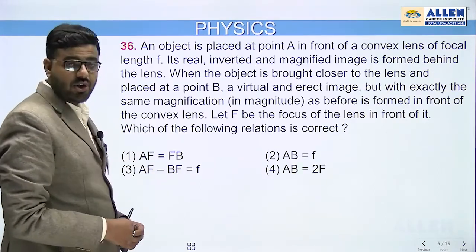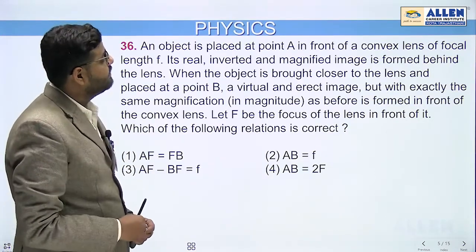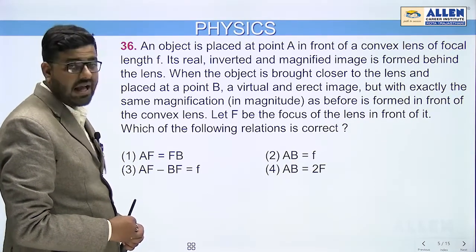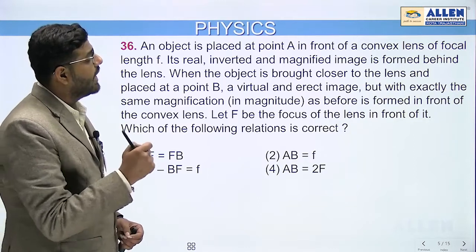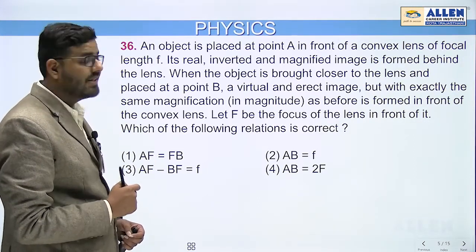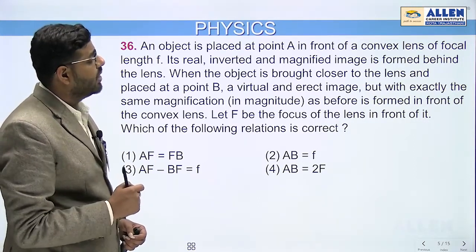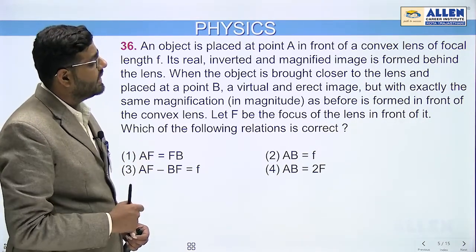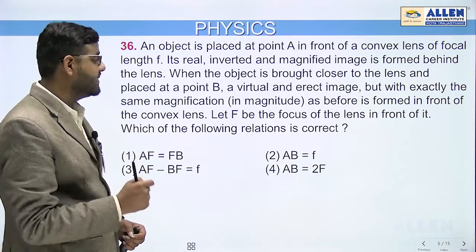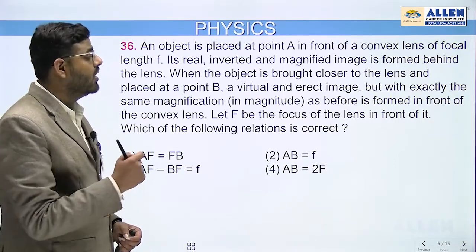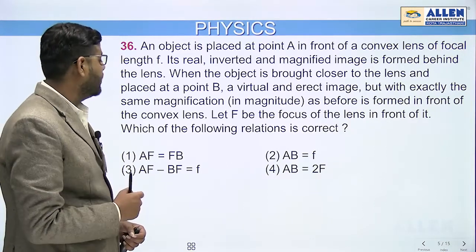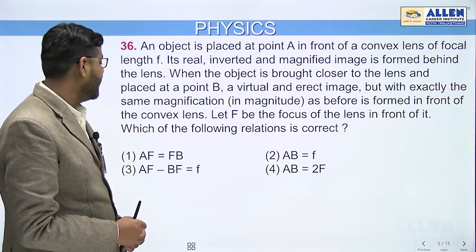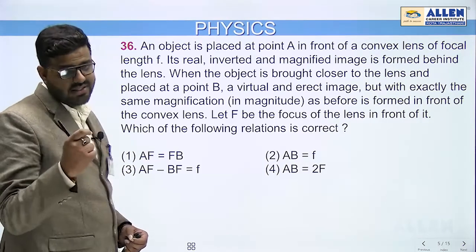Now next question, that is question number 36. An object is placed at point A in front of a convex lens of focal length f. Its real, inverted and magnified image is formed behind the lens. When the object is brought closer to the lens and placed at a point B, a virtual and erect image but with exactly the same magnification in magnitude as before is formed in front of the convex lens. Let f be the focus of the lens in front of it.